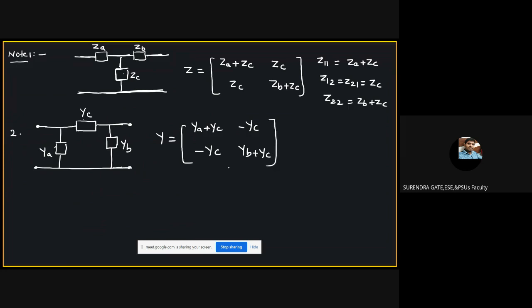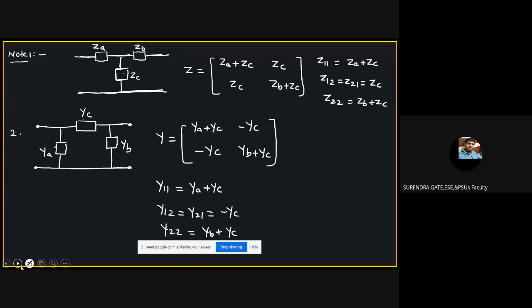For the pi network, we can easily calculate the y parameters. What is y11 here? y11 is equal to ya plus yc. What is y12 equal to y21? I already told you that y12 and y21 are always negative, so we get minus yc. Then what is y22? y22 is equal to yb plus yc.